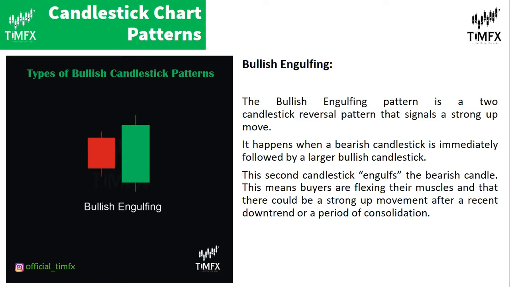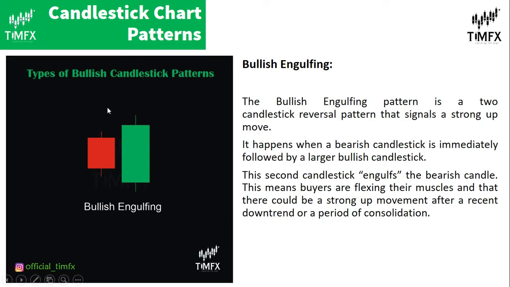What is bullish engulfing? The bullish engulfing pattern is a 2 candlestick reversal pattern that signals a strong up move. It happens when a bearish candlestick is immediately followed by a larger bullish candlestick. The second candlestick engulfs the bearish candlestick. This means buyers are flexing their muscles and that there could be a strong up movement after a recent downtrend or a period of consolidation.